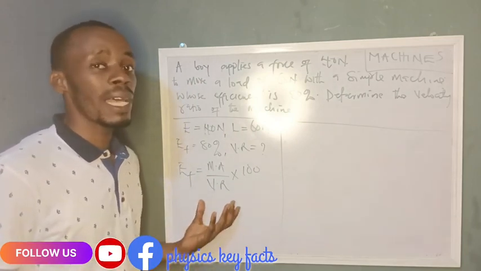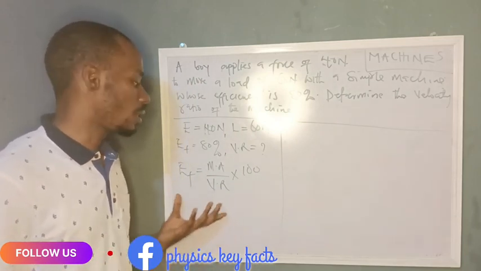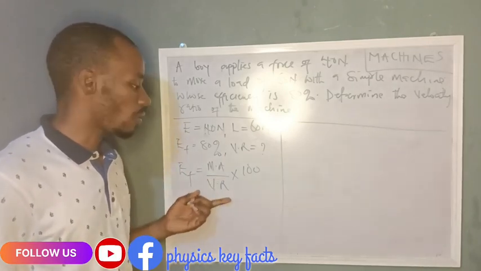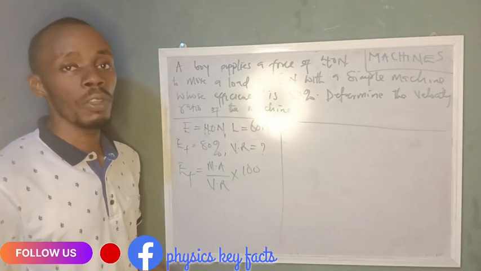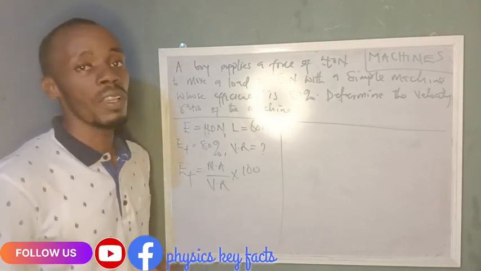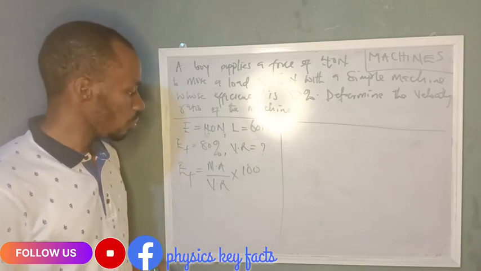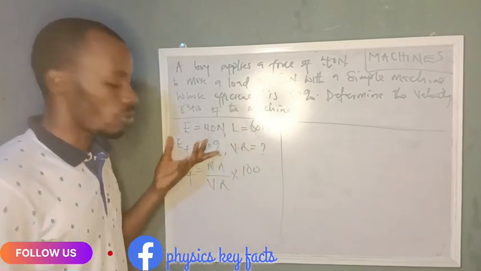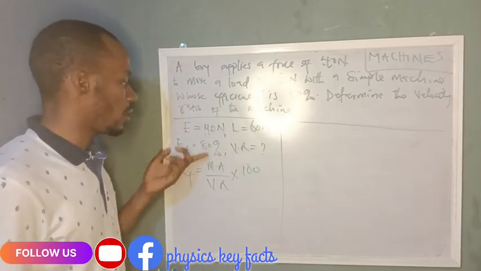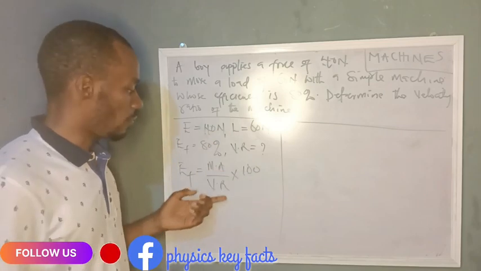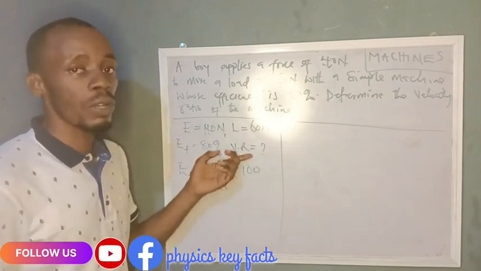So which other formula has velocity ratio in it? This particular formula: efficiency is equal to mechanical advantage over velocity ratio multiplied by 100. That's the formula we decided to bring because of the presence of velocity ratio. We look at this formula; from our values, efficiency is there, 80%. Mechanical advantage is not here. Velocity ratio is not here. That's what we are looking for.